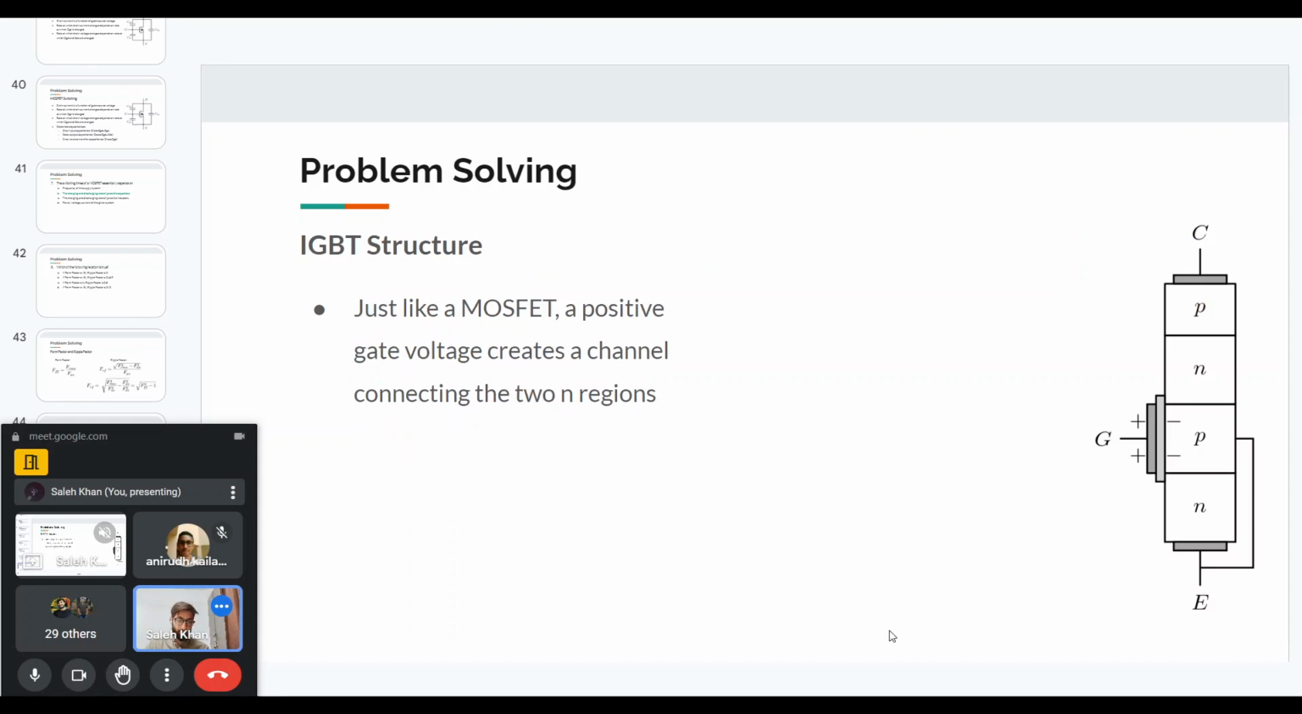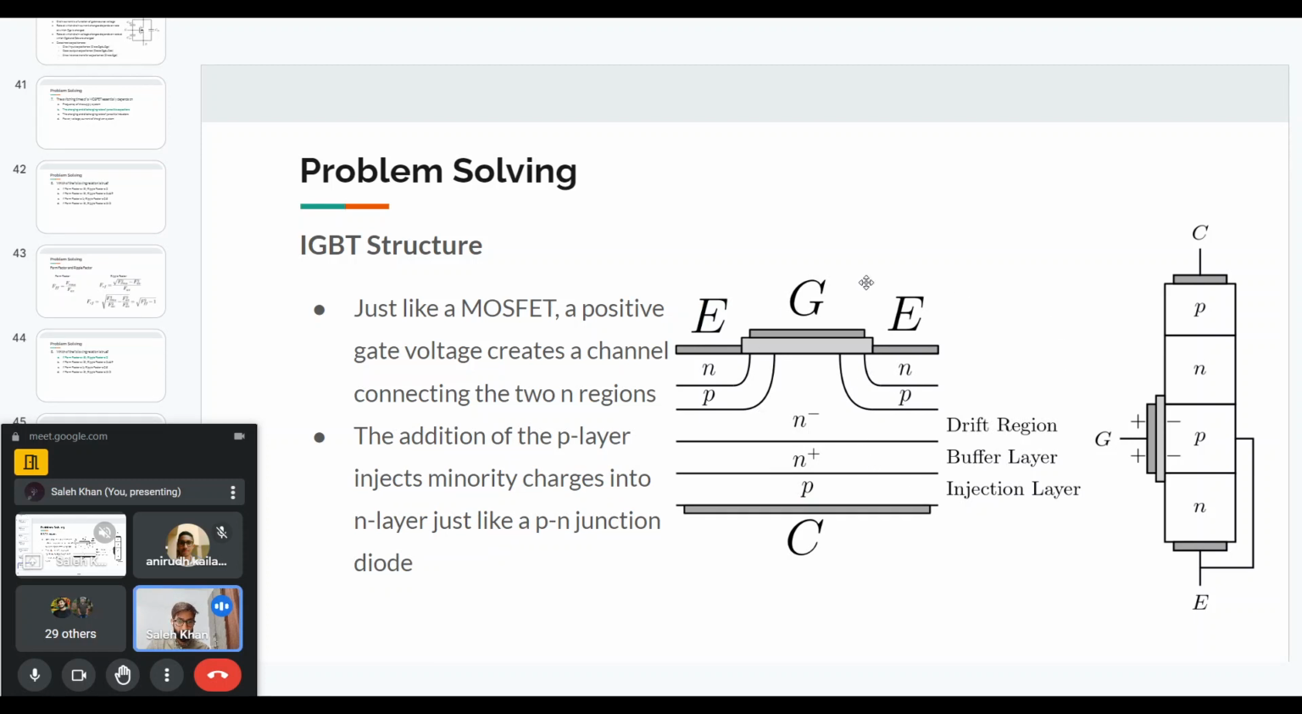Okay, so again, I'm showing the IGBT structure. Just like a MOSFET, if you apply a positive gate voltage, it will create a channel between the two conducting N regions. But if I see the structure in a different way, then there will be a P layer, an N plus layer and an N minus layer. N minus layer means the lightly doped region, and N plus layer will be a relatively higher doped region. And similarly, this can be P or P plus.